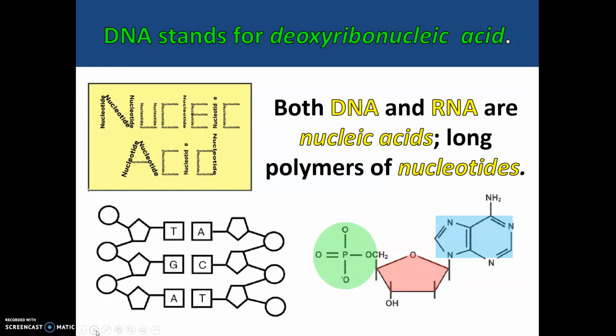And both DNA and RNA are nucleic acids. They have nucleic acid in their name, and they are long polymers of nucleotides. Nucleotides are the monomers of nucleic acids.